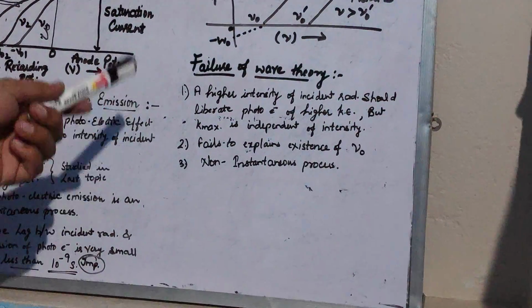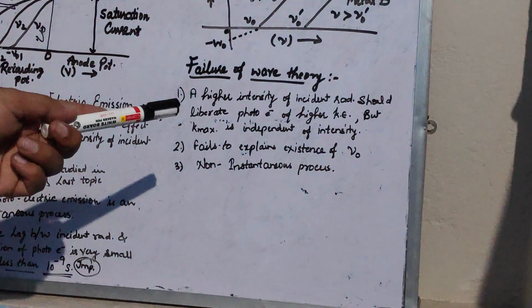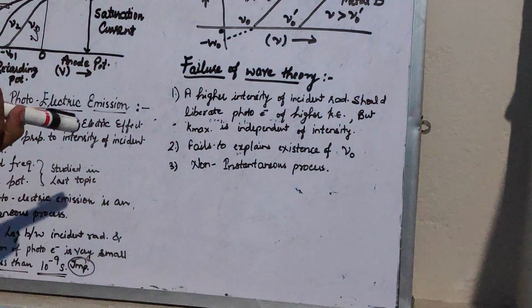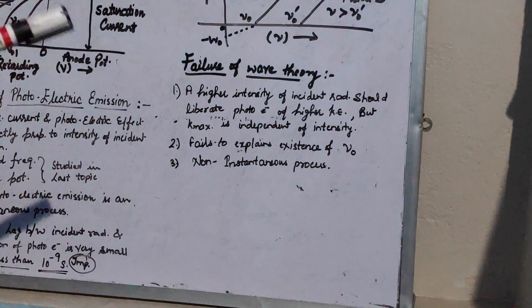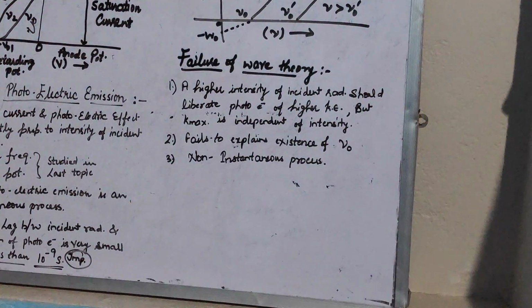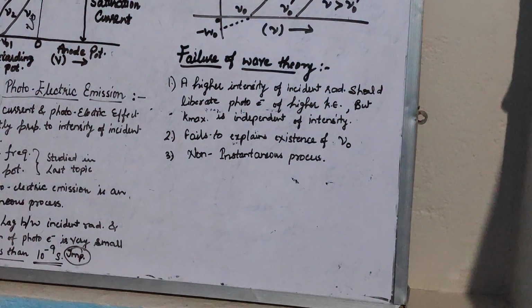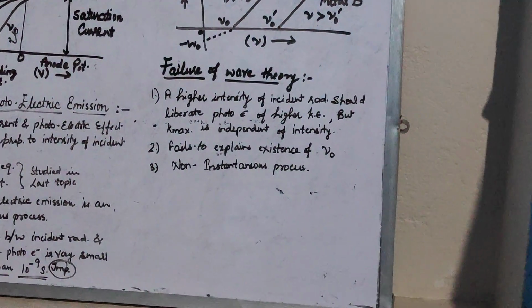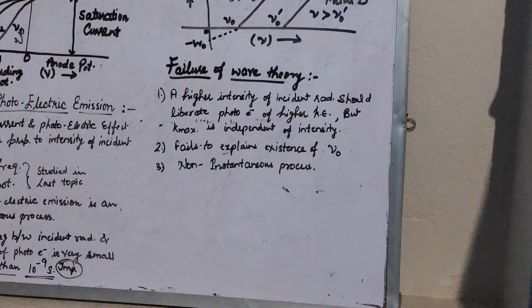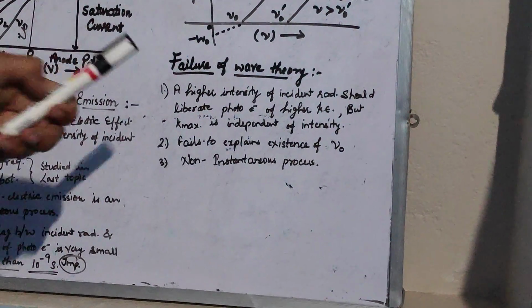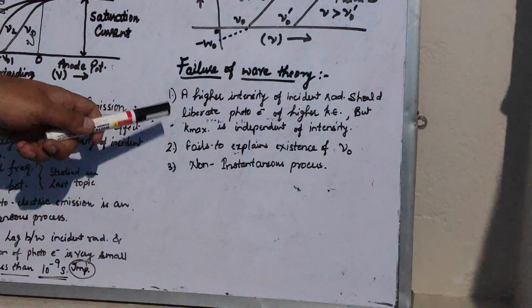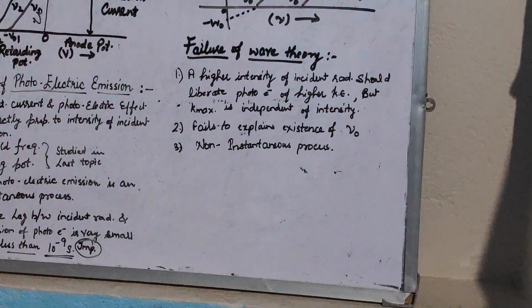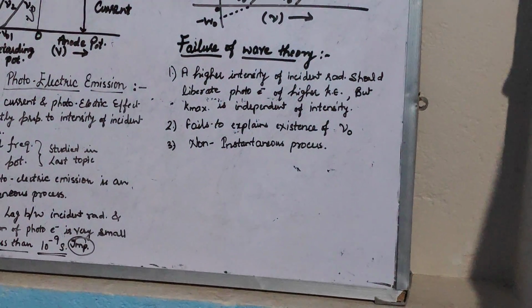First, higher intensity of incident radiation should liberate photoelectrons of higher kinetic energy. It means if we have higher intensity, then we should also have photoelectrons of higher kinetic energy, and the electron should move very fast toward the collector plate. But as we know, maximum kinetic energy is independent of intensity, so this is the first failure of the wave theory. Second, it fails to explain the existence of threshold frequency.